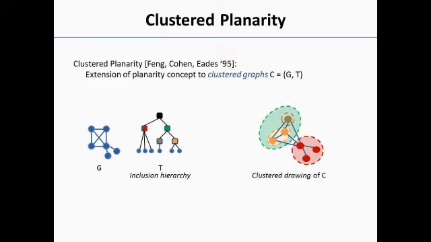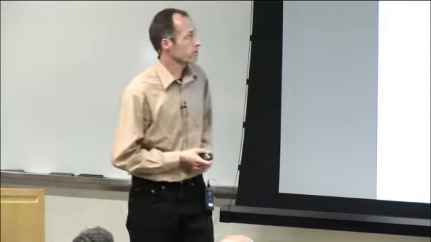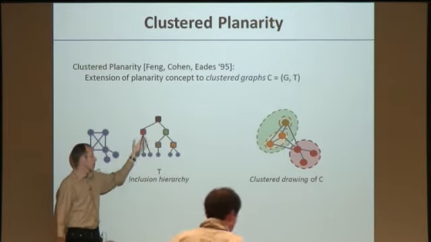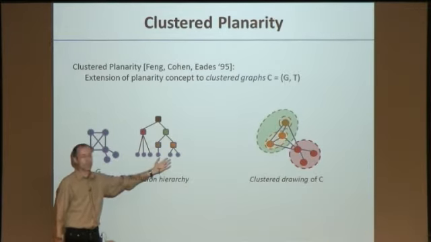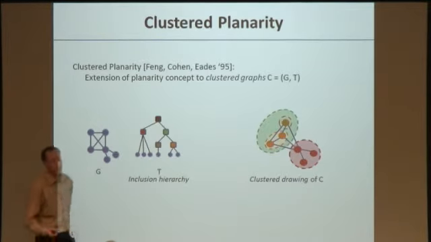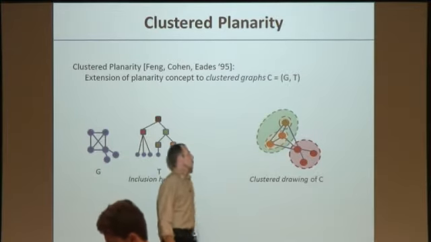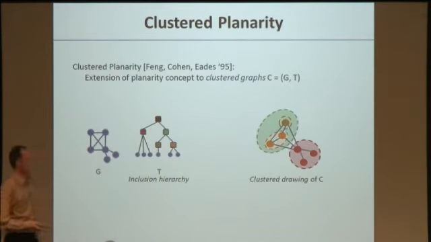The cluster planarity problem is a long-standing open problem, basically since clustered graphs have been introduced by Feng et al. in the 90s. A clustered graph is just a standard graph together with an inclusion hierarchy that is given by a rooted tree, and the leaves of the tree are the nodes of the graph. And we would like to draw this clustered graph in a way that the clusters are nicely represented by some simple closed region, like in the drawing to the right.